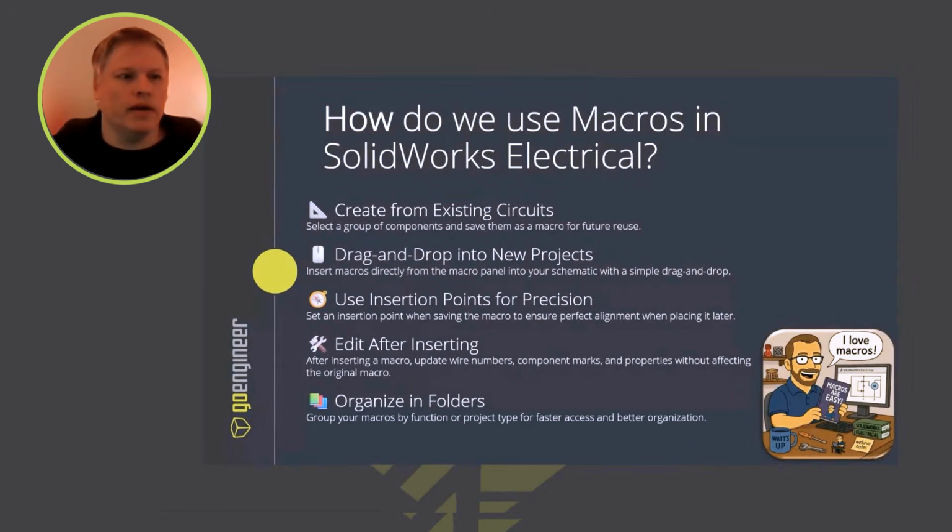So basically, with macros, it's really straightforward and really efficient. You start by selecting a group of components, like a relay circuit or full circuit of anything, and then you just highlight it and drag and drop it into your macros box. And you can place it when you want it. When you want to reuse it, you can bring it out, and you can have an insertion point in there and place it wherever you need it.